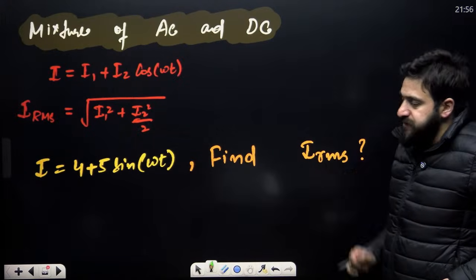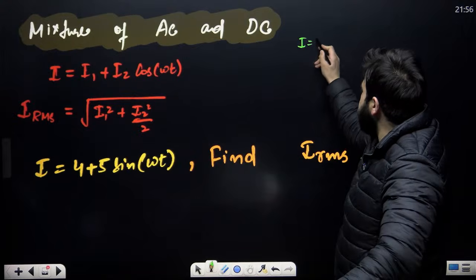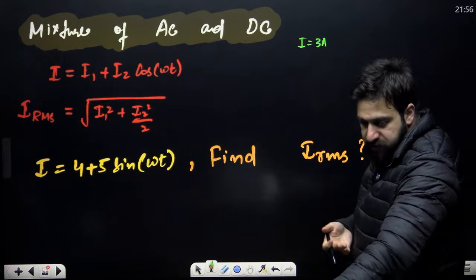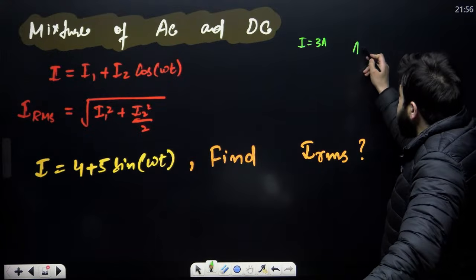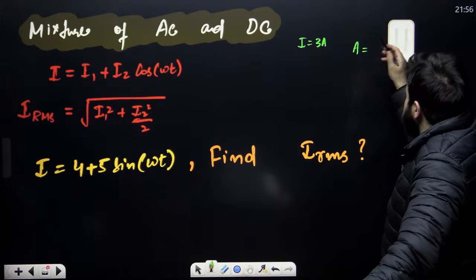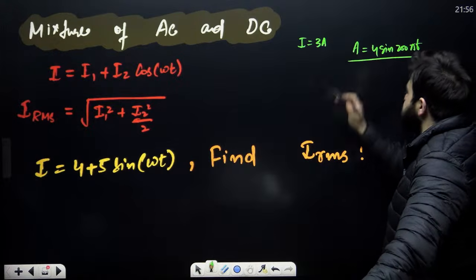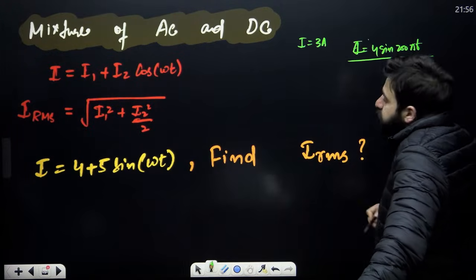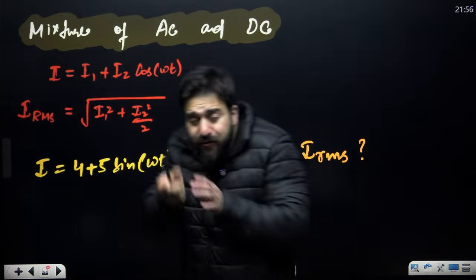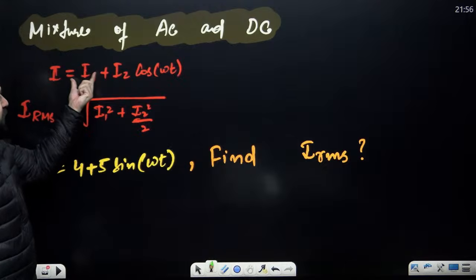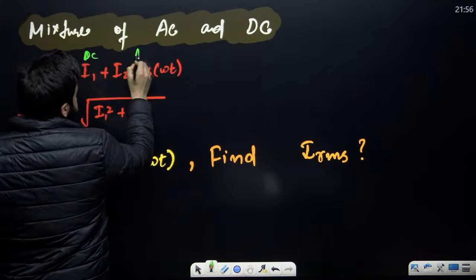Now, mixture of AC and DC. Guys, the direct current could be like this: 3 ampere, 4 ampere, 7 ampere, 10 ampere. And alternating current could be like this: I would say 4 sine of 200 pi t. This can be direct current and this will be the alternating current. If you have a mixture of AC and DC, see, I1 is DC and I2 is AC.